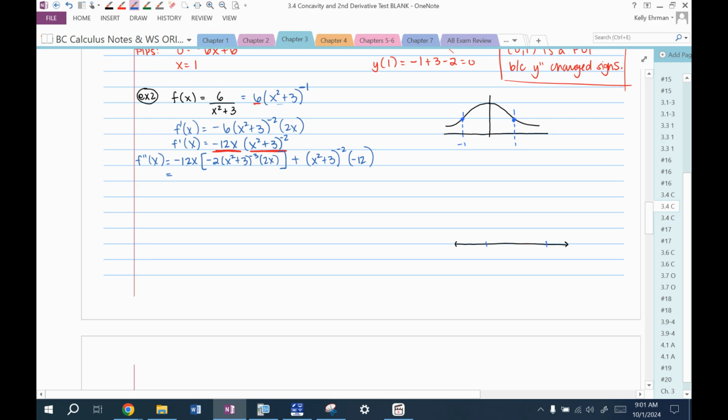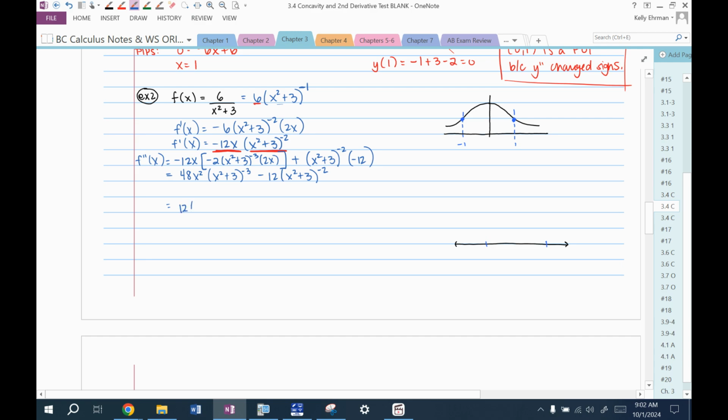So negative 12x times negative 2 is positive 24x, times 2x is positive 48x squared. And then there's this x squared plus 3 to the negative third. And then let's just make this minus 12, x squared plus 3 to the negative 2. So the reason I want to factor out a GCF is because, remember, we're trying to set f double prime equal to 0 and see where it's undefined. So we want to get rid of negative exponents, and we want this to be one fraction. So I can factor out a 12, and I can factor out an x squared plus 3.